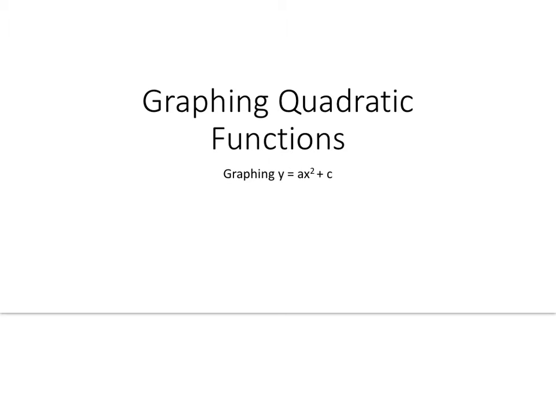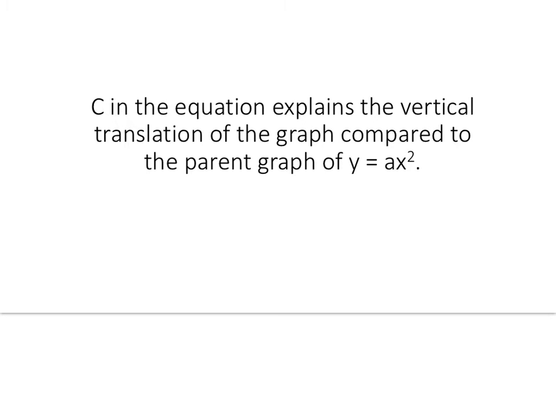In this lesson, we're going to be graphing quadratic functions by graphing the equation y equals ax squared plus c. The c added to the equation explains the vertical translation of the graph compared to the parent graph of y equals ax squared. It's going to tell us if the graph is going up or down compared to our original parent graph that's vertex is at the origin, 0, 0.